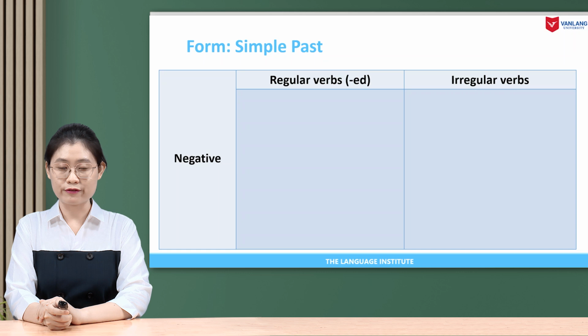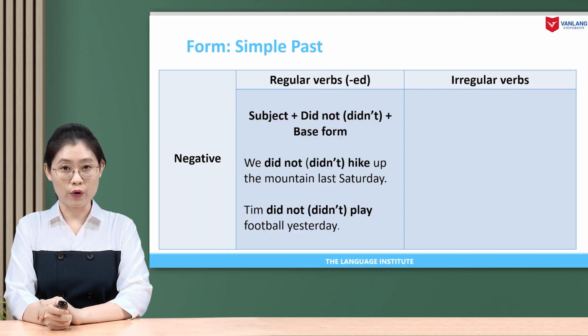How about the negative form? With the negative form, first, please look at the regular verbs. For the negative form, you will put the subject at the beginning as normally, and before the verb, you will put the auxiliary verb did with not or didn't. And after did not or didn't, we add the base form of the verb. For example, we did not or we didn't hike up the mountain last Sunday.